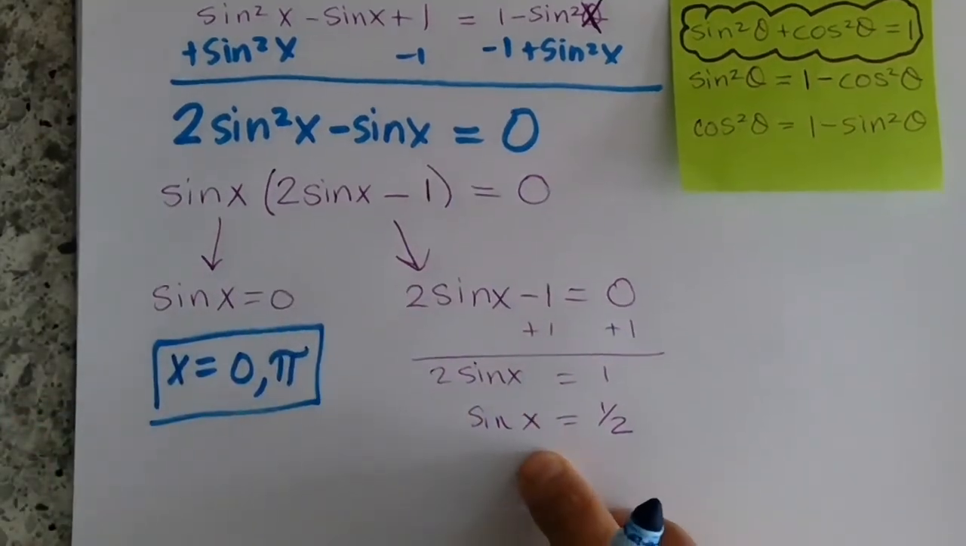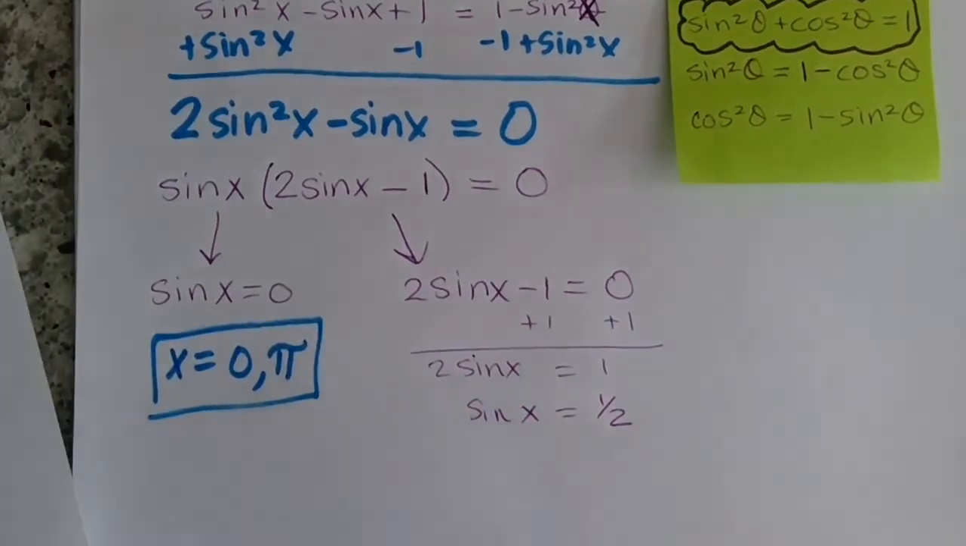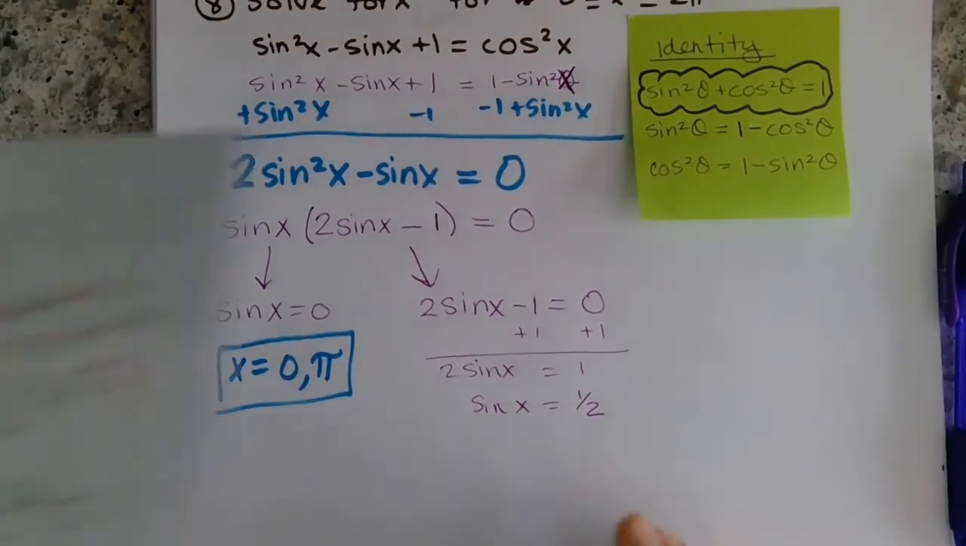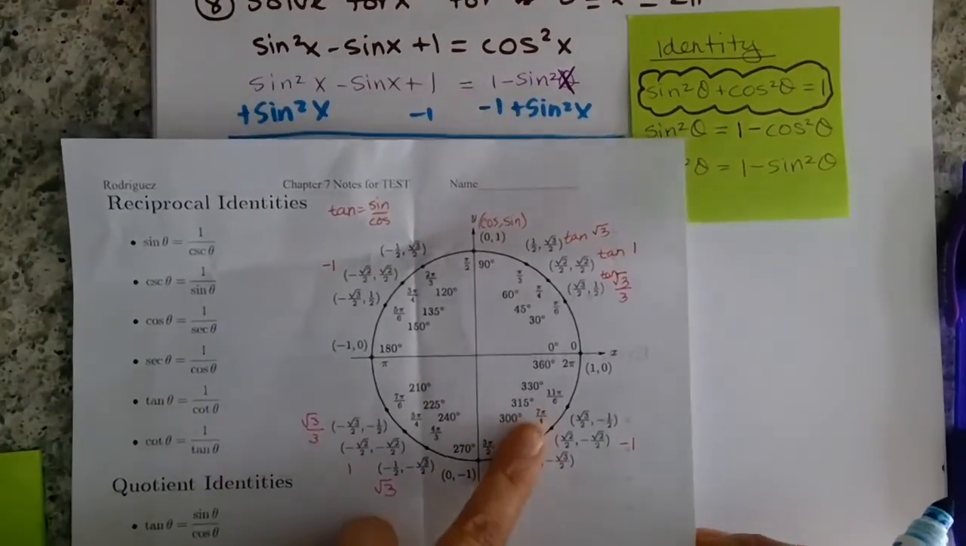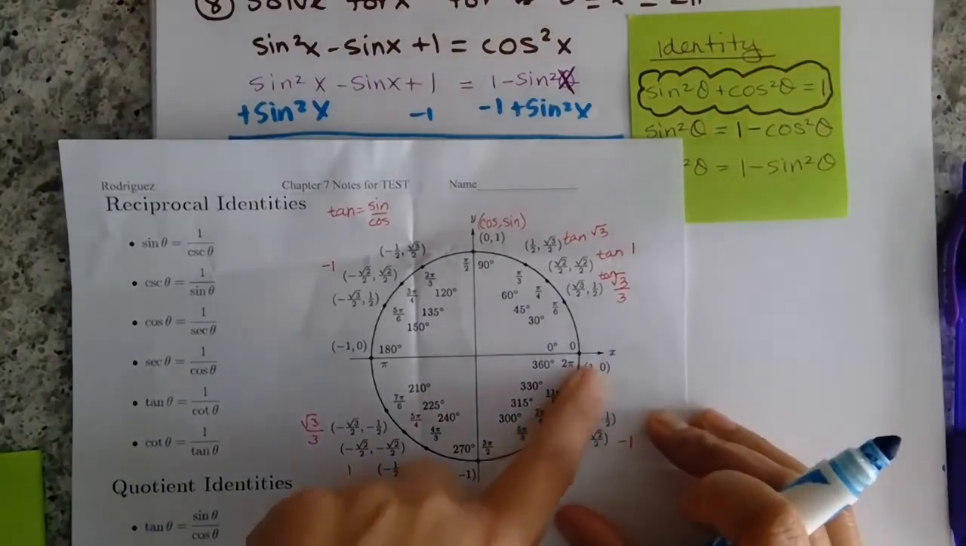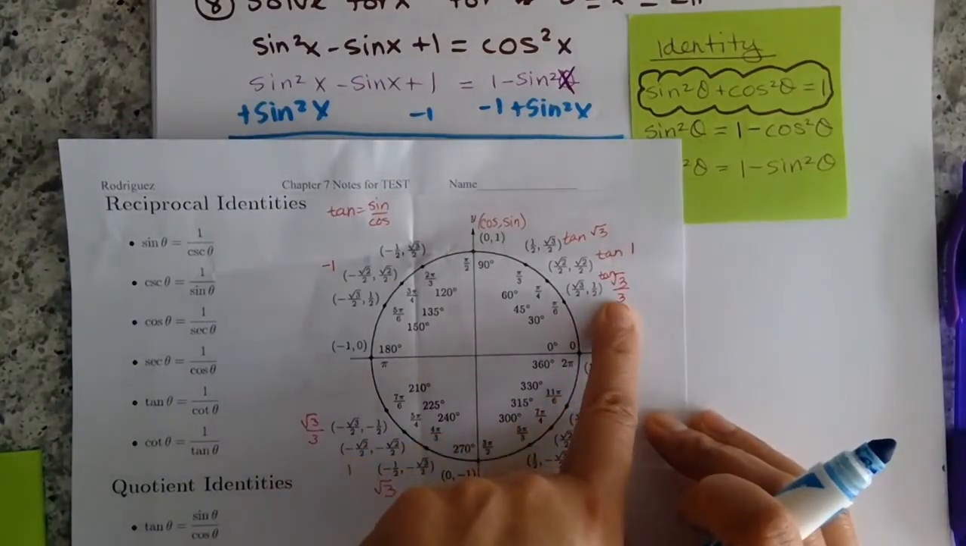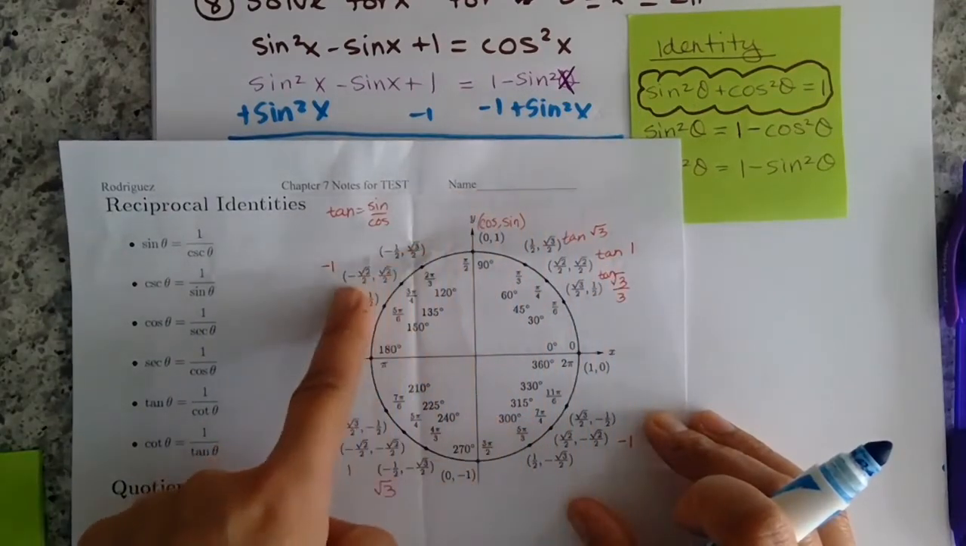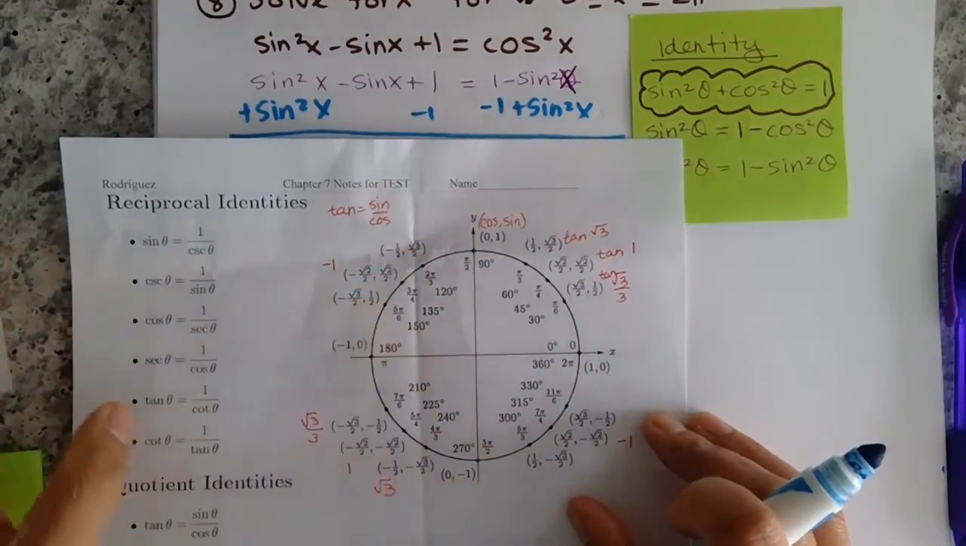We also need to find where on the unit circle the sine of x is 1 half. In this case, the sine is 1 half at pi over 6 and 5 pi over 6.